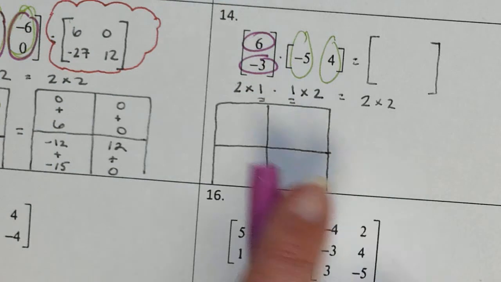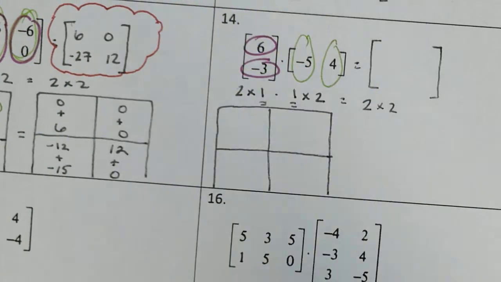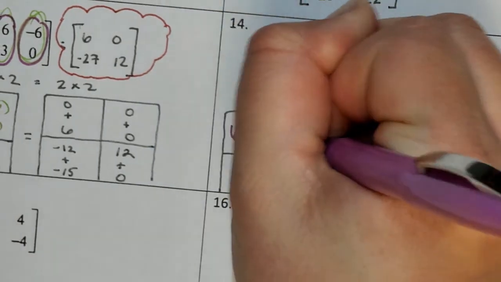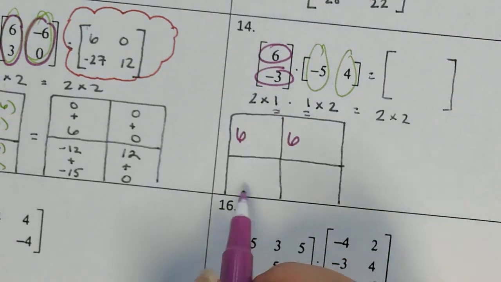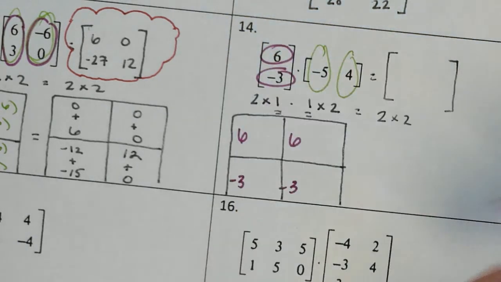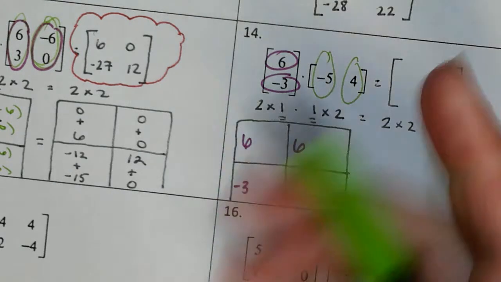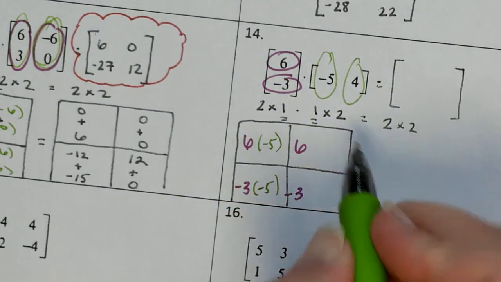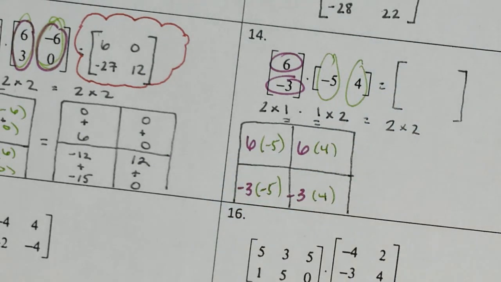So, across my top row, what number goes in each box? The 6. Across the top row, I have a 6, so I just have the one number 6 in each of those. Okay. Across the bottom, what numbers go in each of these boxes? The negative 3, the negative 3. All right, first column is a negative 5, so we put the negative 5 in all of those. And in the second column, I have a 4, so it goes in both of those.